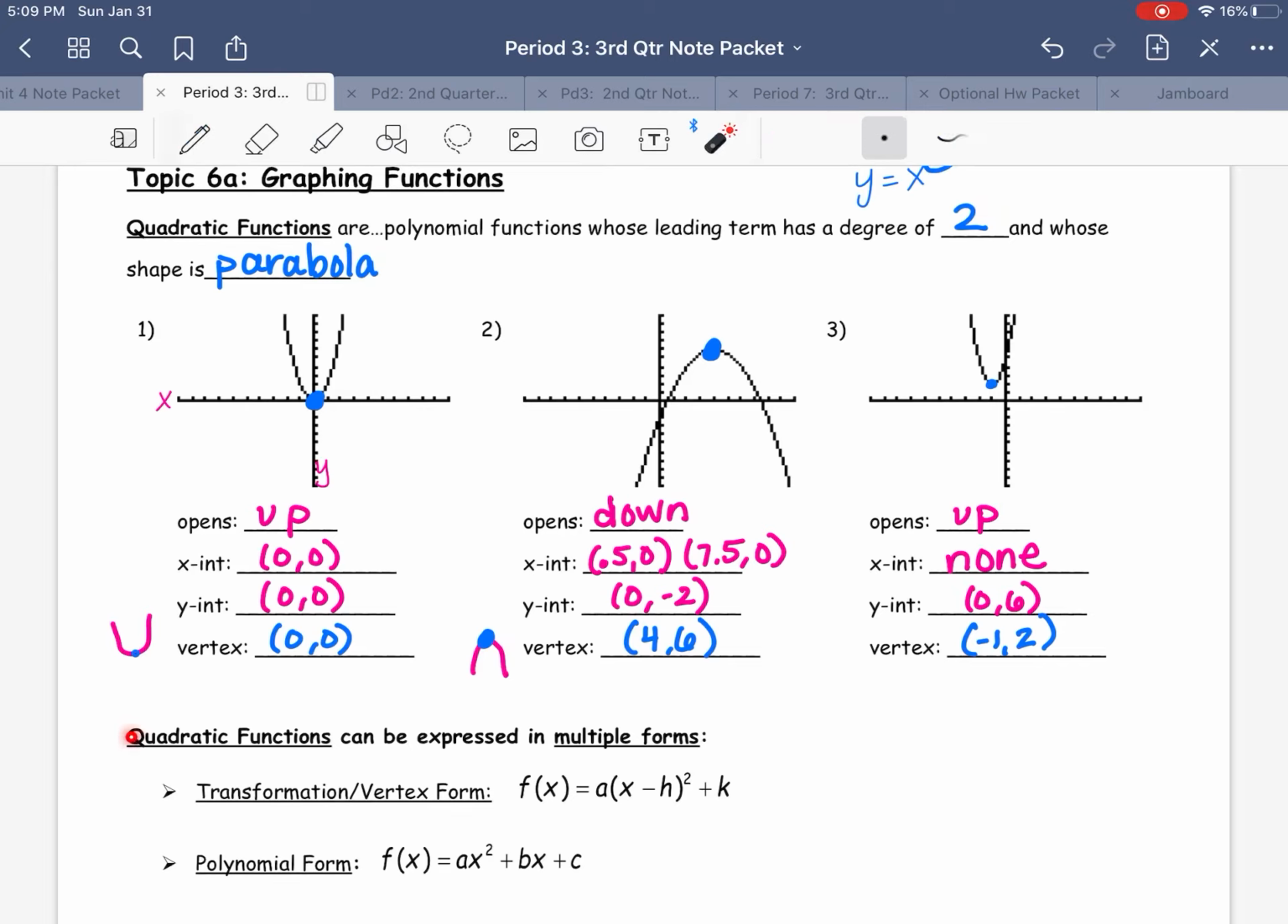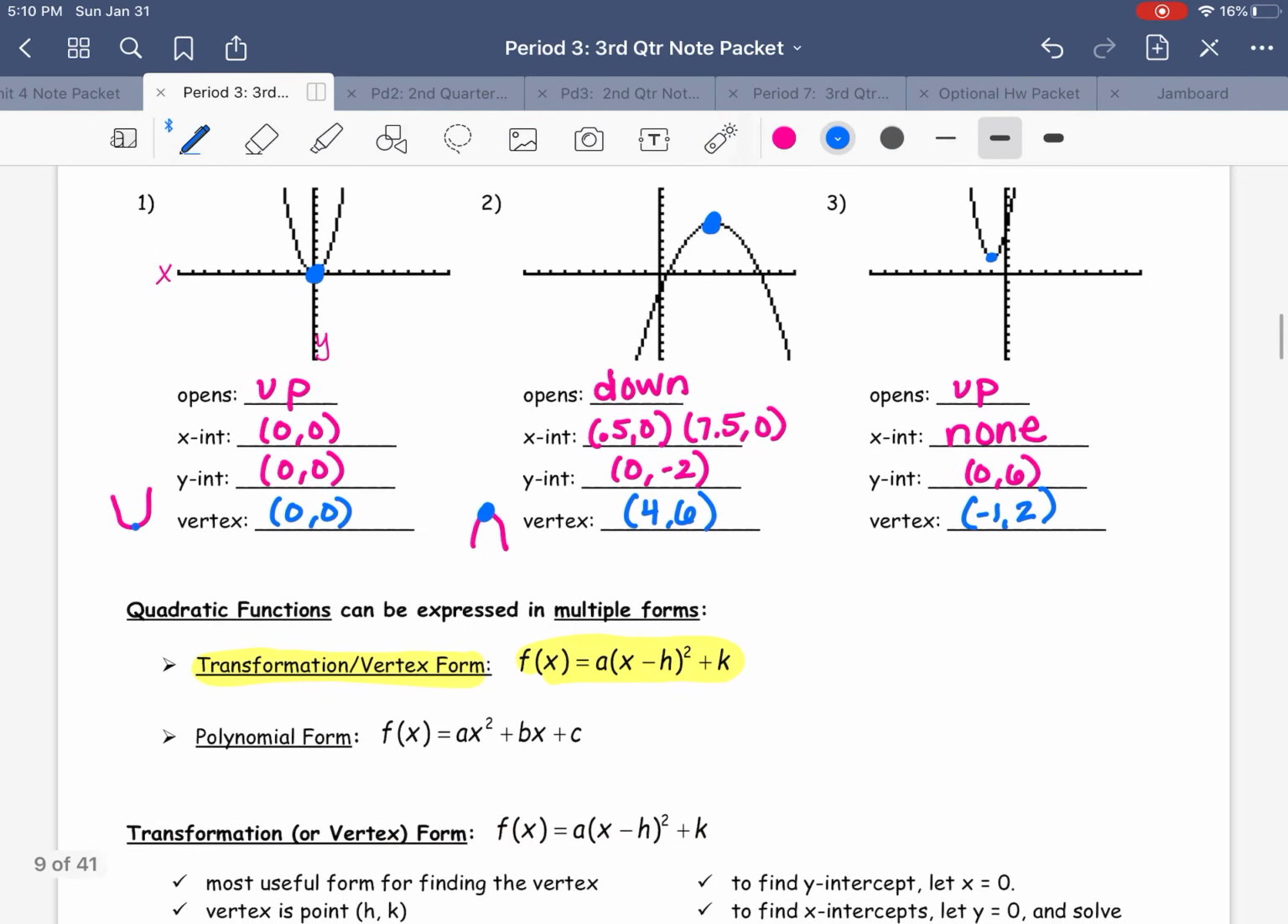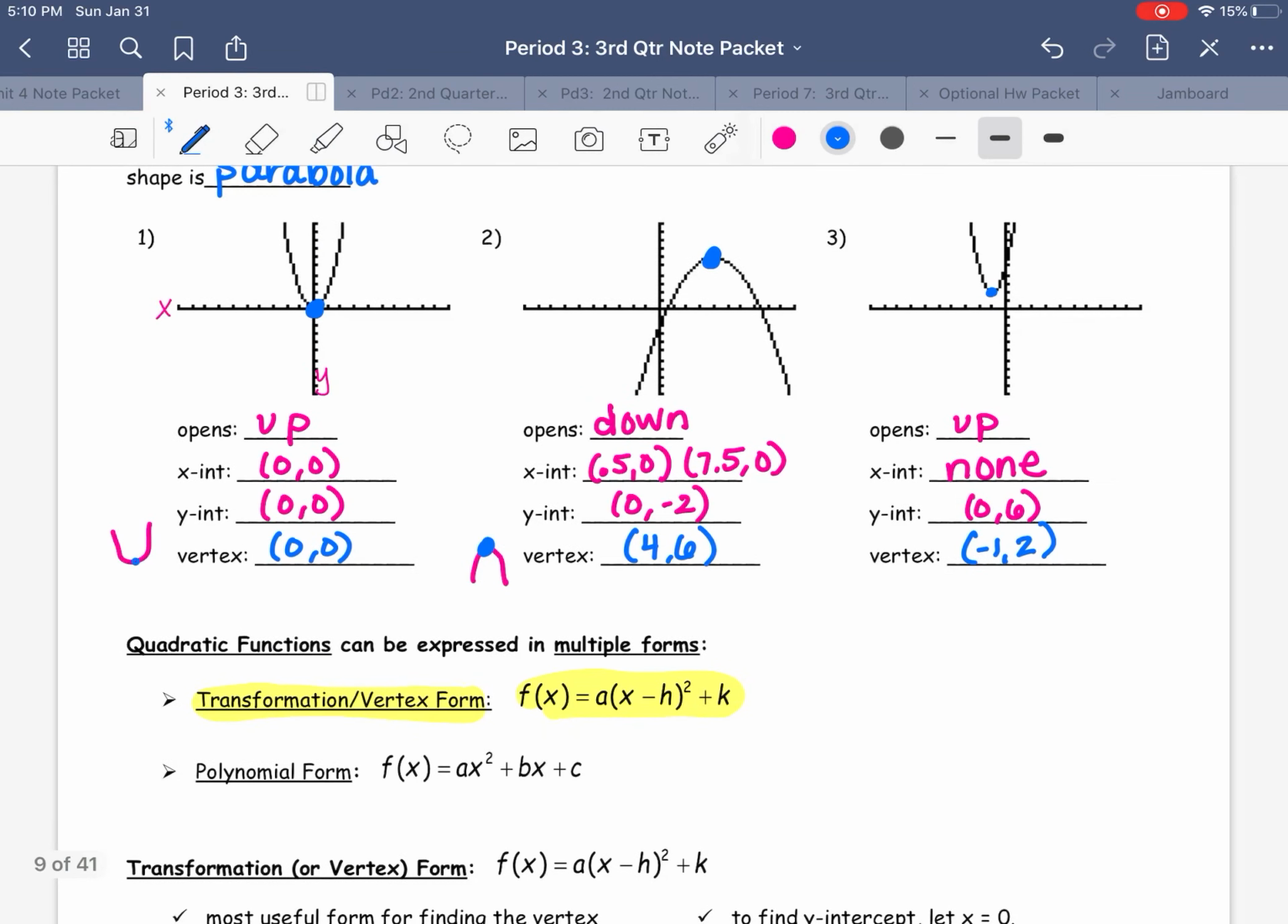Now, a quadratic function can be expressed multiple ways. And these are the 2 ways that we're going to talk about in here. The first one's called transformation or vertex form. And transformation or vertex form looks like this. We call it that because when it's in that form, we can find the vertex. The vertex is going to be (h, k). The other form, and we will talk about that in a moment, is called polynomial form.